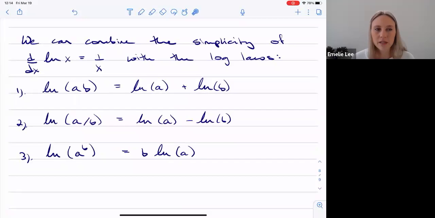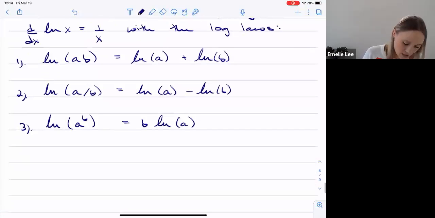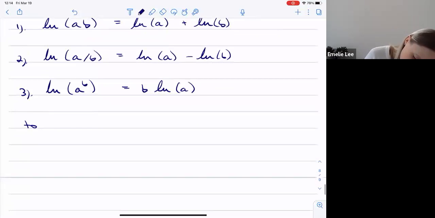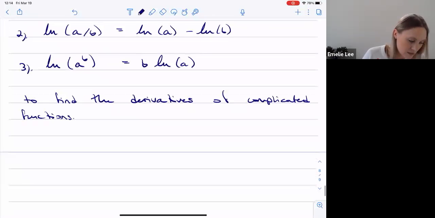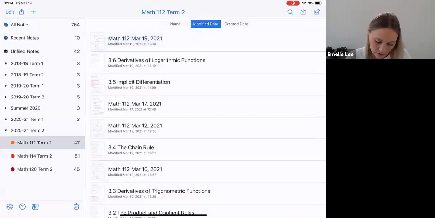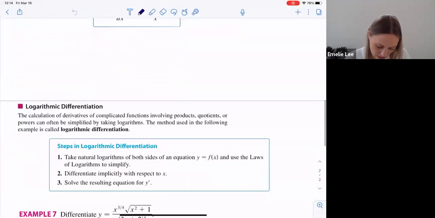A couple of caveats, but it's going to be a tool for us to be able to simplify a complicated function. So we can combine these with the log laws to find the derivatives of complicated functions. And so that's where we get this logarithmic differentiation, which is on the next page.